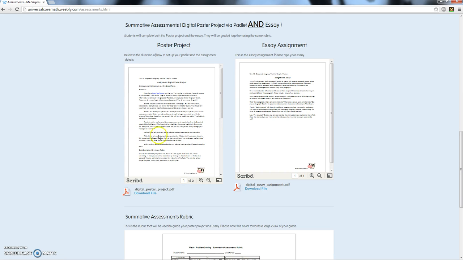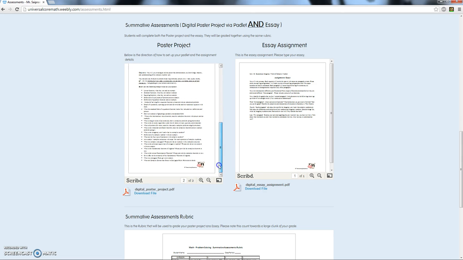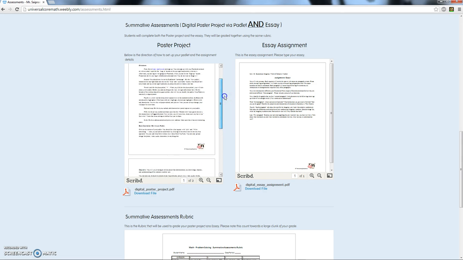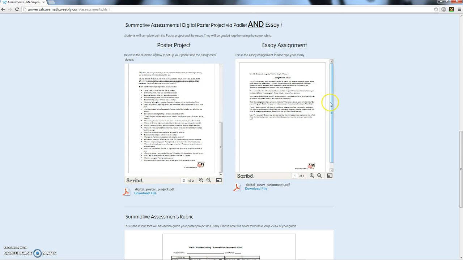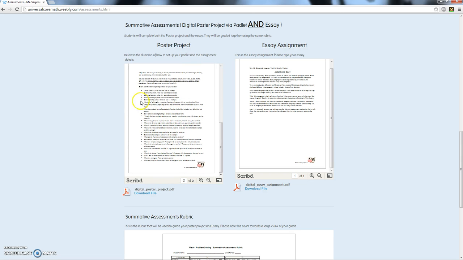The two big things here in the summative assessment are the poster project as well as the essay assignment. These are actually made by myself completely with no external sources. So yeah, these are just made by me here. The poster project details what elements the kids will have. You can download and see it. And this is the essay assignment.